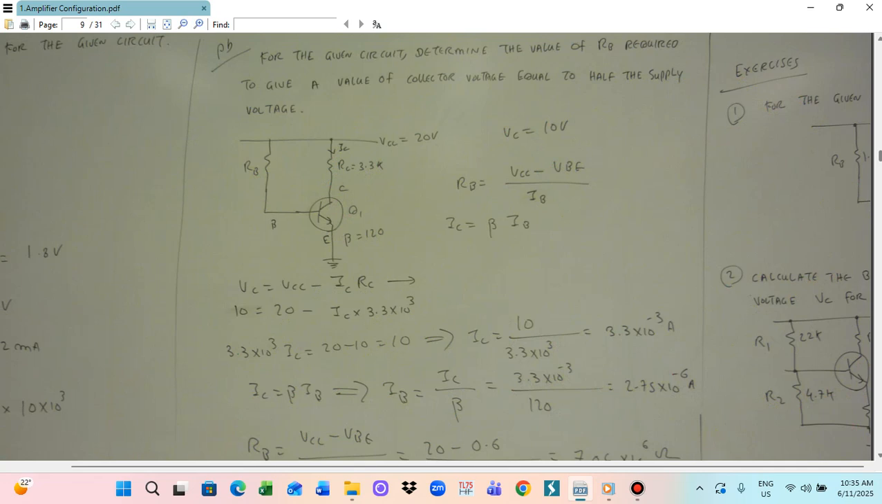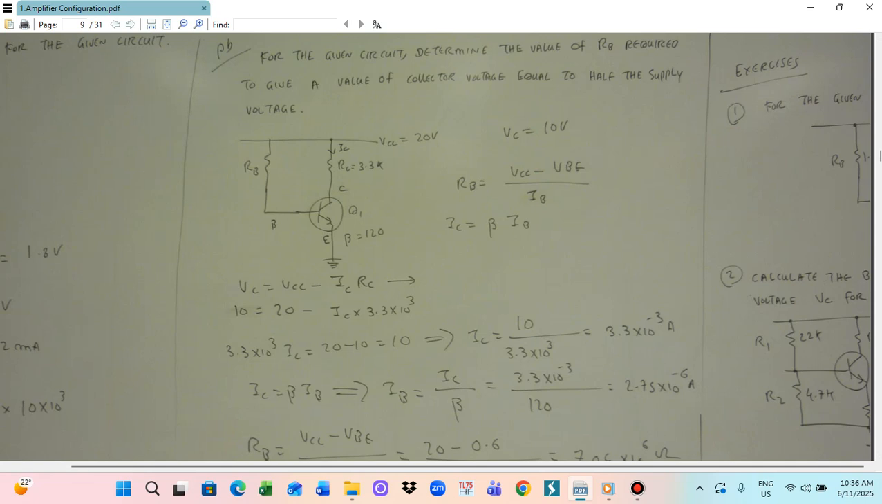VCC is 20 volt, VC is 10 volt. IC we don't know. The RC value we already know, 3.3 into 10 power 3. So from here you can calculate IC. IC is equal to 20 minus 10, which is 10, divided by 3.3 into 10 power 3. By solving this, the IC value is 3.3 into 10 power minus 3 ampere.